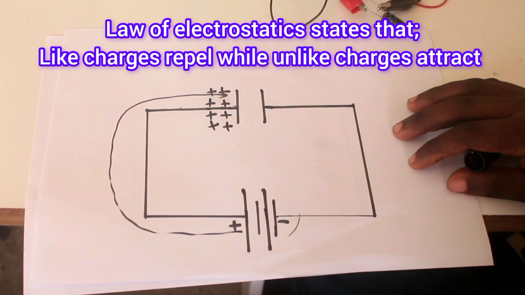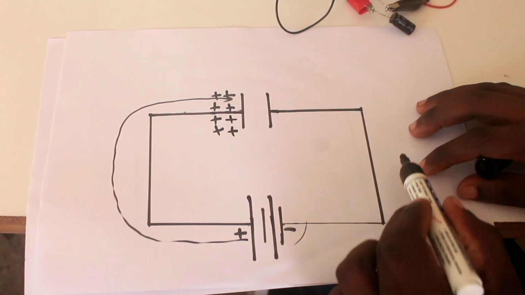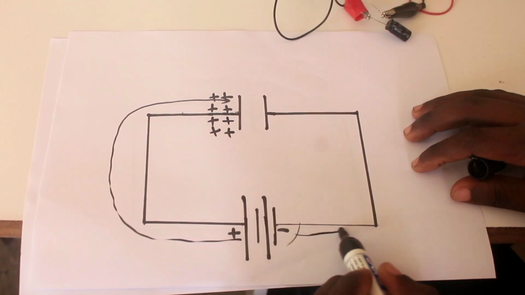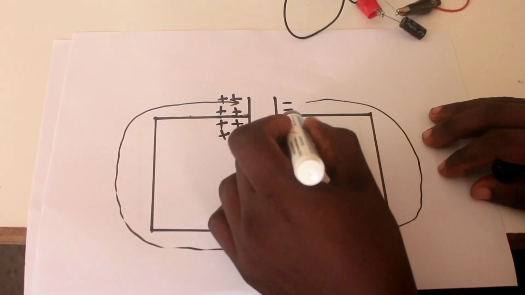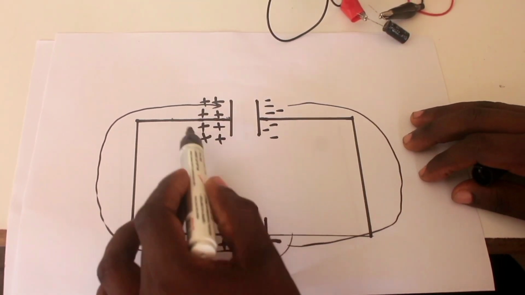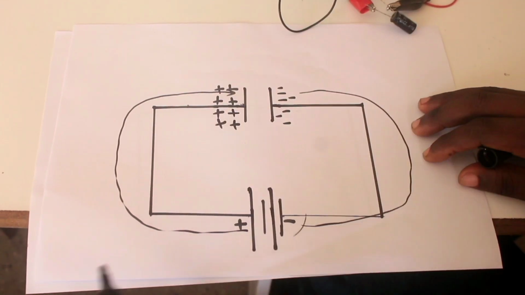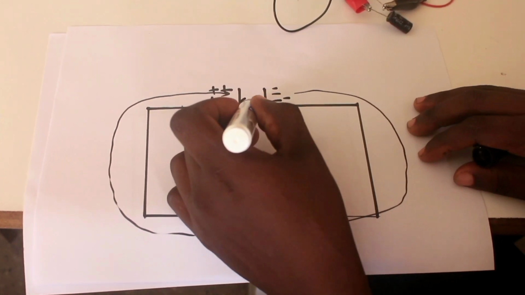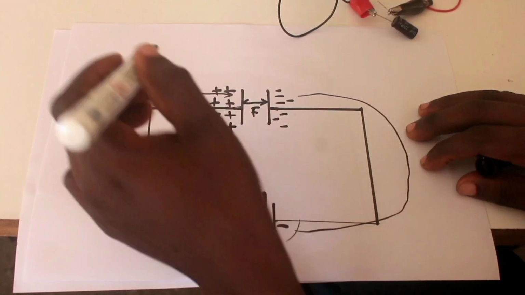According to the law of electrostatics, this positive charge will attract a negative charge from the negative terminal of the battery, and negative charge will flow to this side and accumulate on the other side of the capacitor like this. The accumulation of the positive charge on this side and the electrons on the other side, according to Coulomb's law, will cause a force between these two plates. This is called the electric force.